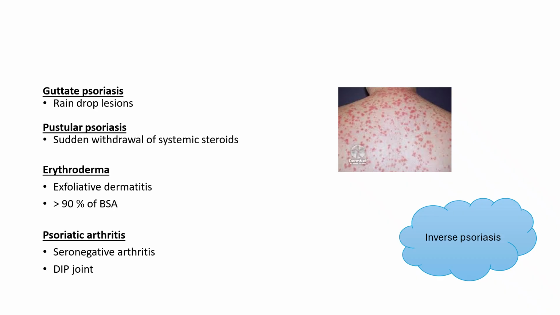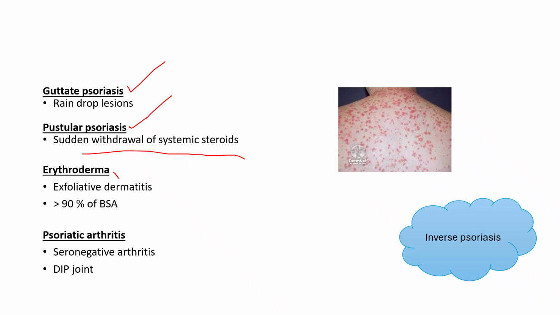These are the types of psoriasis, like guttate psoriasis, where you have raindrop lesions. And pustular psoriasis, where there are pustules. Pustules means there are pus-filled lesions on the skin. And it is mainly seen with sudden withdrawal of systemic steroids.